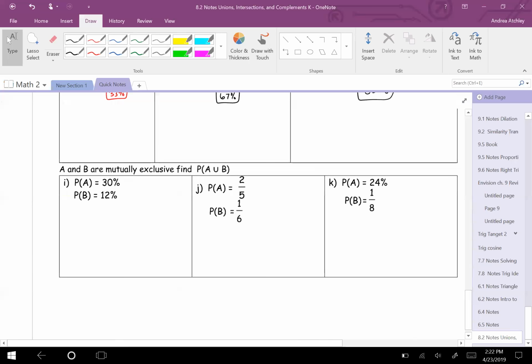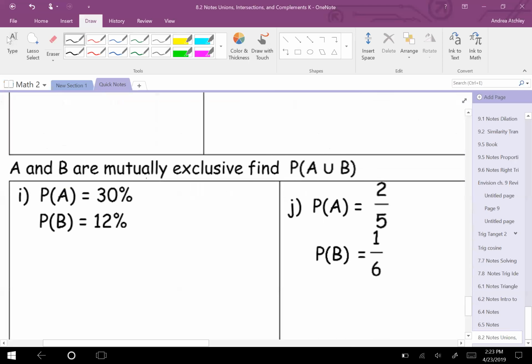Okay, now if I'm given probability and I tell you it's mutually exclusive, then I can find the or probability of A or B occurring. So A and B are mutually exclusive. Find the probability of A or B. Okay, so the probability of A plus the probability of B is going to equal the probability of A or B. So when we were talking about and meant to multiply, or is add. You're just combining the two probabilities.